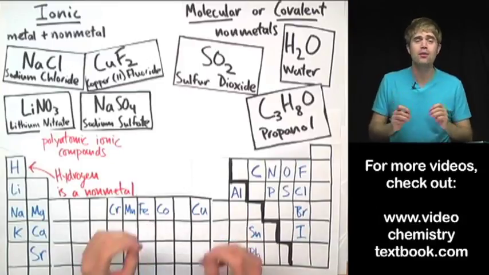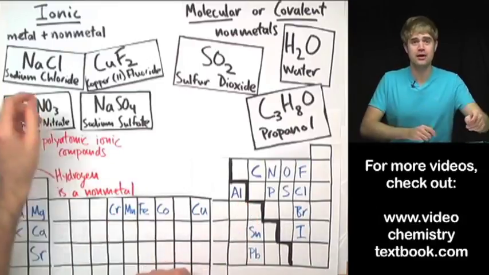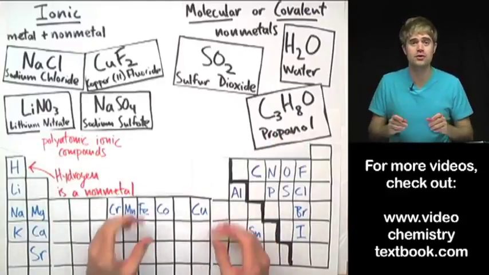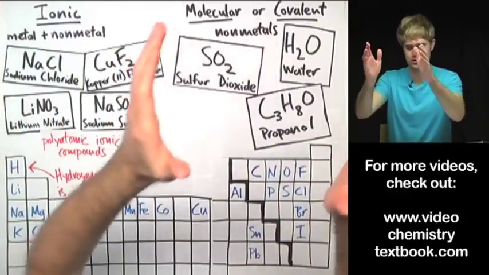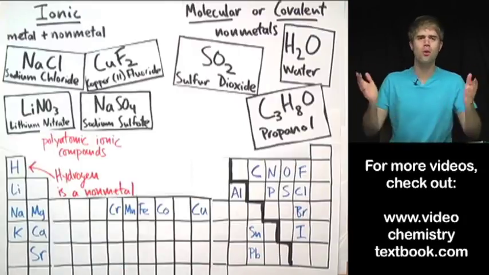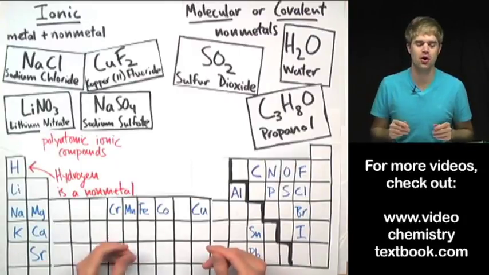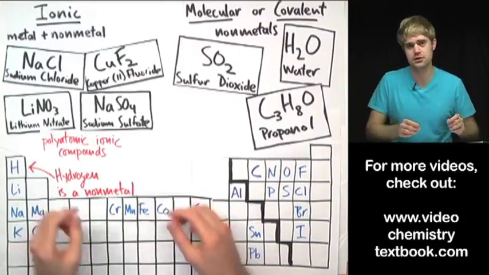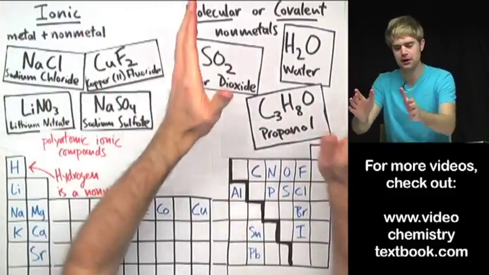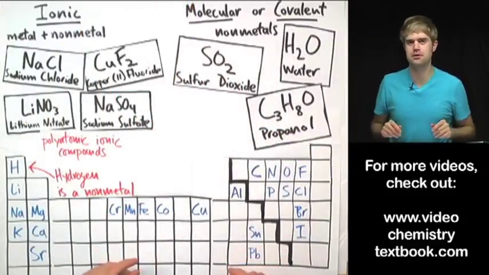So, now we can look at a chemical formula and we can sort them and decide whether something is ionic or whether it's molecular or covalent. So what? Who cares? Well, there are some very important differences between ionic compounds and molecular compounds. Let's take a look at some of those right now.